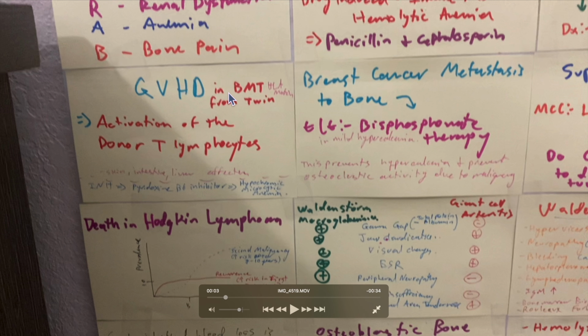Anyways, graft versus host disease in bone marrow transplant from a twin, HLA match, right? This is due to activation of the donor T lymphocytes. So the twin that's donating, their T lymphocytes are going to attack things in the host. That's why you get graft versus host disease in bone marrow transplant from a twin. Skin is affected, intestine and liver affected.